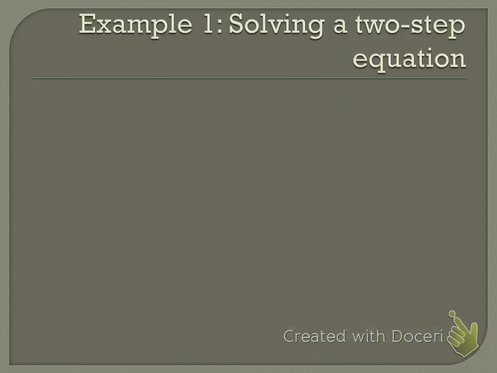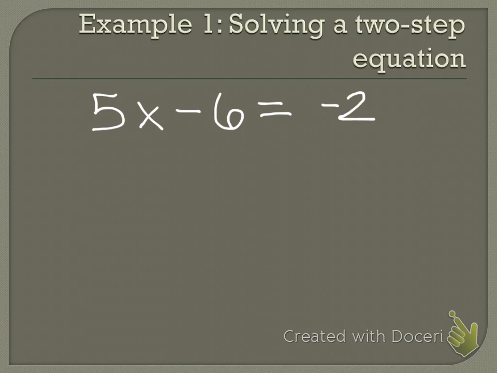All right, so on page 342, example 1, let's work 5x minus 6 equals negative 21. Make sure you're writing this in your notes. All right, now the first thing I want to do when solving a two-step equation is get the numbers that are not attached to the variable on the other side of the equation first.